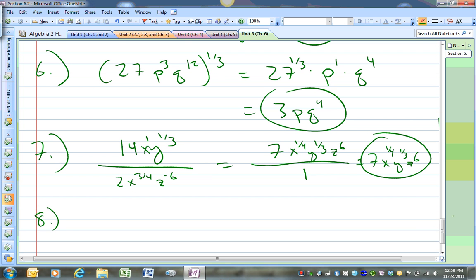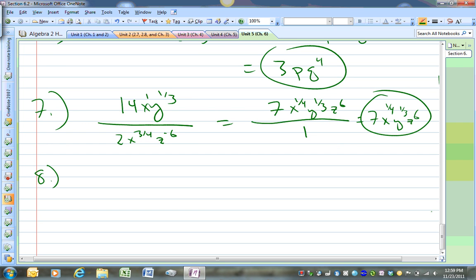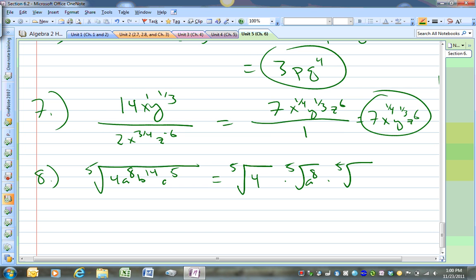We'll do 3 more examples and I'm finally done. What if I had the fifth root of 4 a to the 8th b to the 14th c to the 5th? Well, if you think about it, you can write it like this: fifth root of 4 times fifth root of a to the 8th times the fifth root of b to the 14th times the fifth root of c to the 5th.